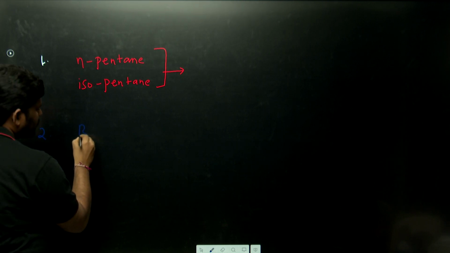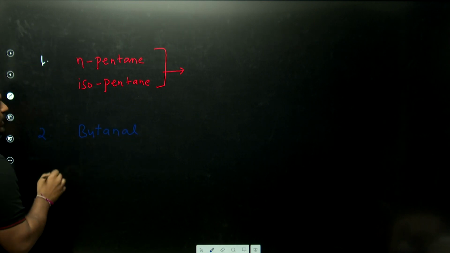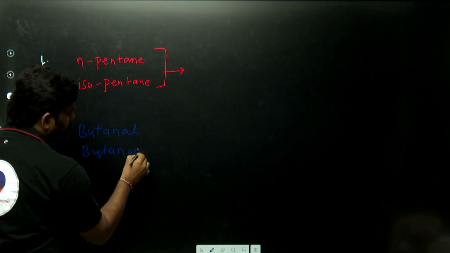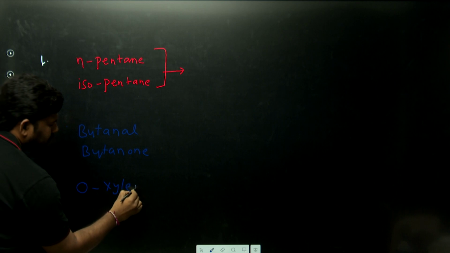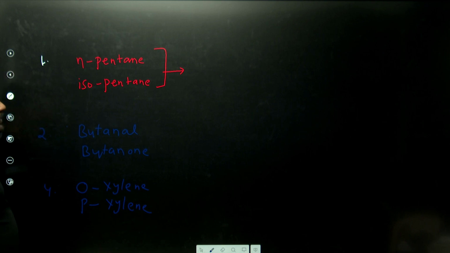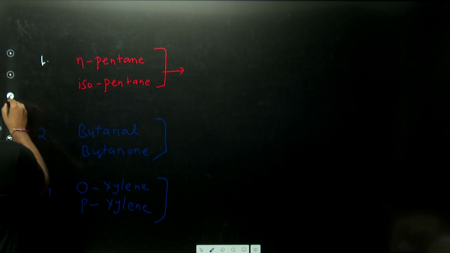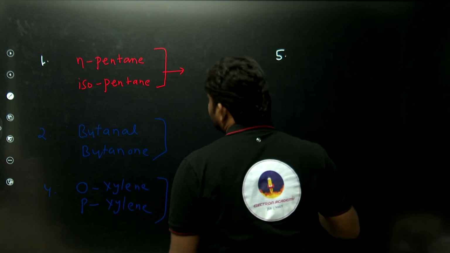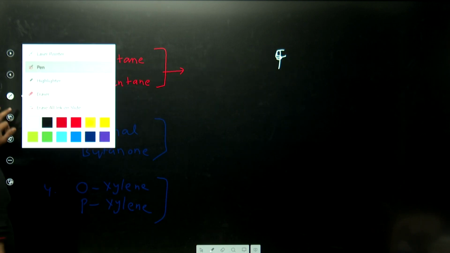Second question is butanol and butanone, what are they? Number 3, orthoxylene and paraxylene, what isomers are these? Functional, positional or chain, in these 3 only answer. This is the third example and this is the fourth example, right.